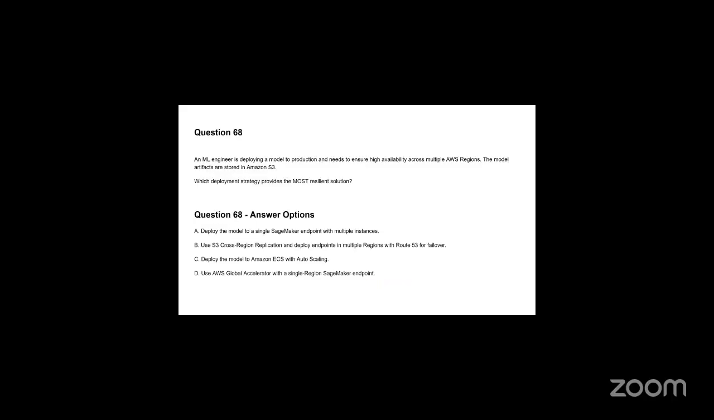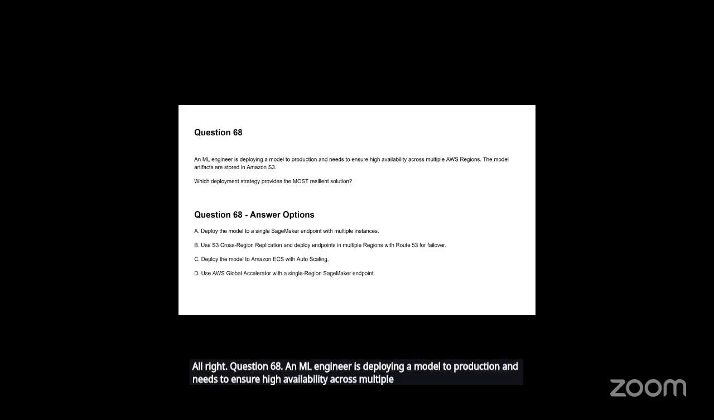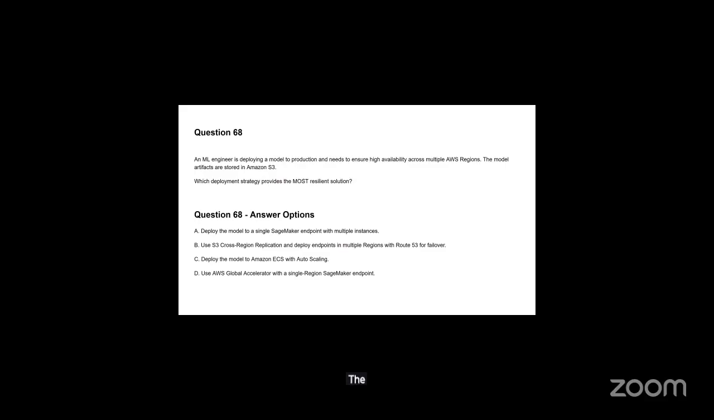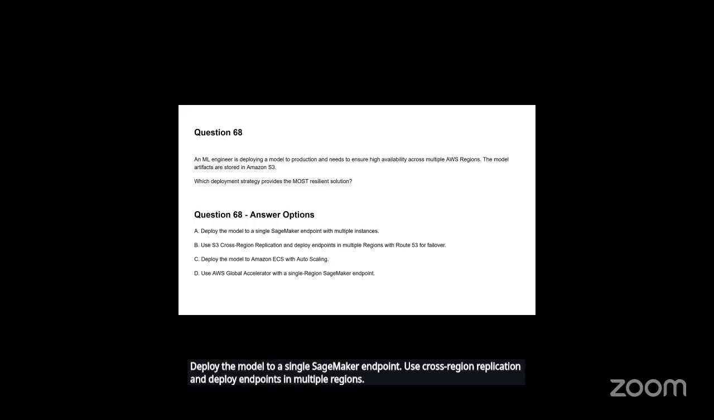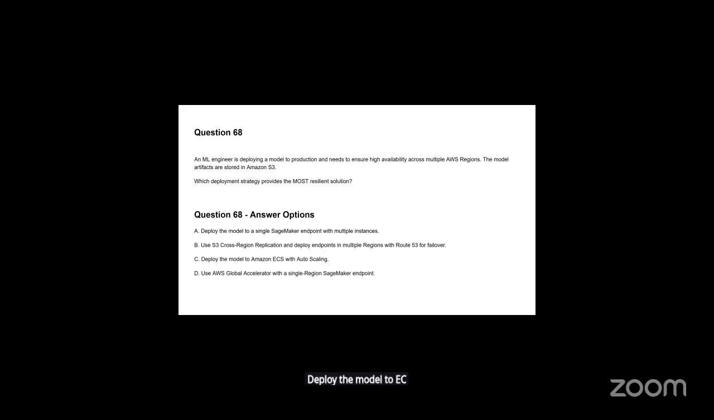All right. Question 68. An ML engineer is deploying a model to production and needs to ensure high availability across multiple AWS regions. The model artifacts are stored in S3. Which deployment strategy provides the most resilient solution? Deploy the model to a single SageMaker endpoint, use cross-region replication and deploy endpoints in multiple regions, deploy the model to ECS with auto-scaling, use Global Accelerator with a single region SageMaker endpoint.